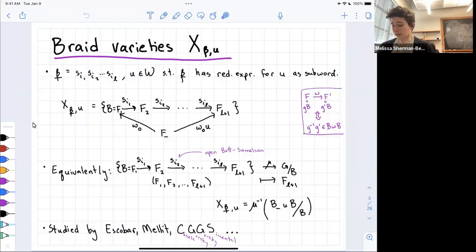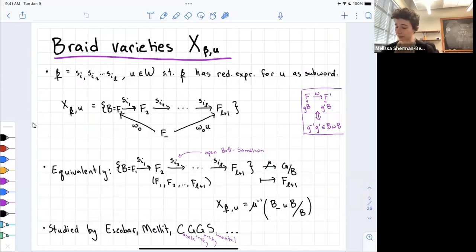Okay, and there's another way to think about this, which is that if you just think about these walks where you take steps according to the word beta underline, this is what's called an open Bott-Samelson variety. So here I'm not constraining at all where my walk ends. There's a natural map from the open Bott-Samelson into G mod B by just projecting onto the final flag. And my braid variety X beta underline U is the fiber of this natural map mu over the opposite Schubert cell indexed by U. So that's another way to think about it.